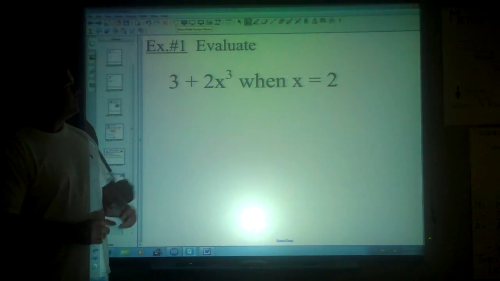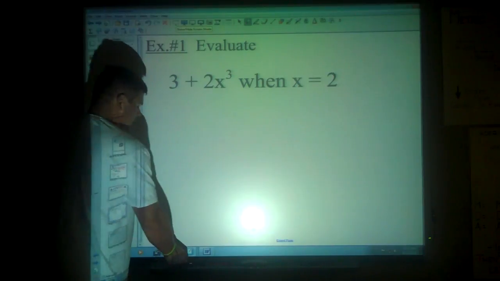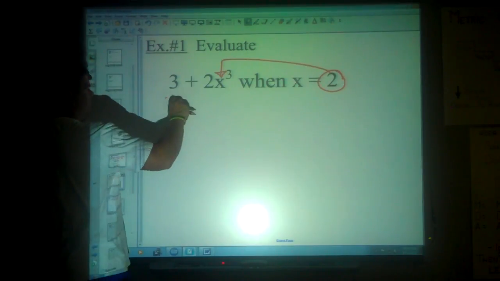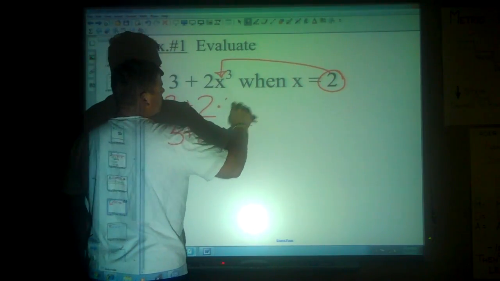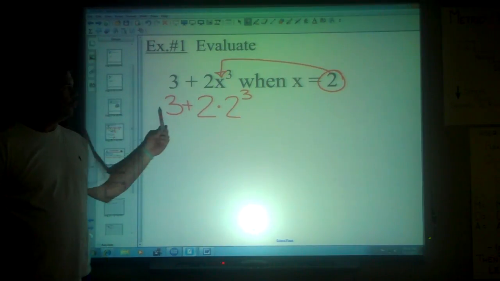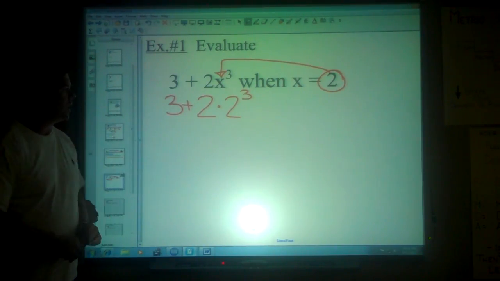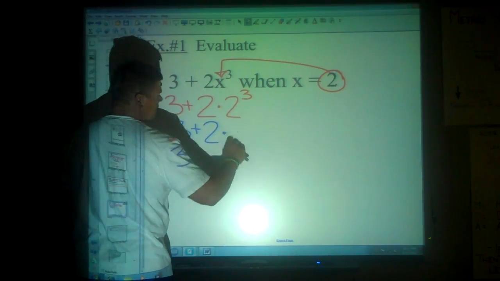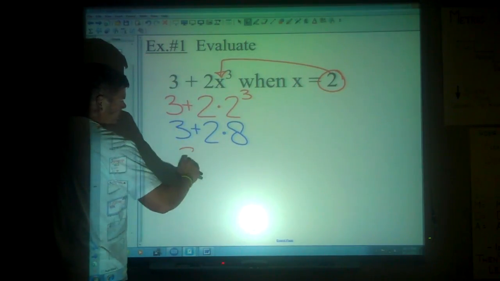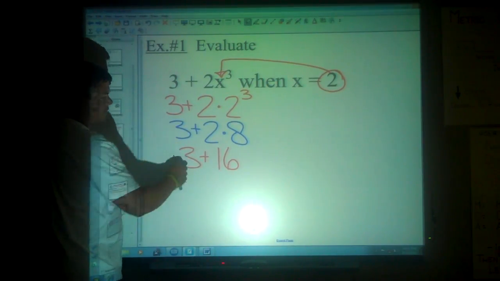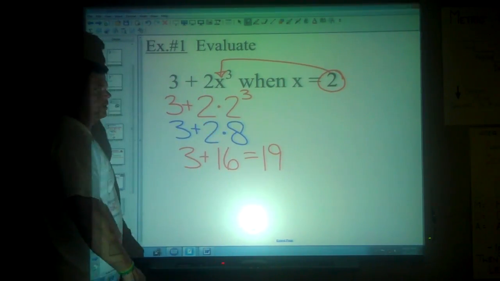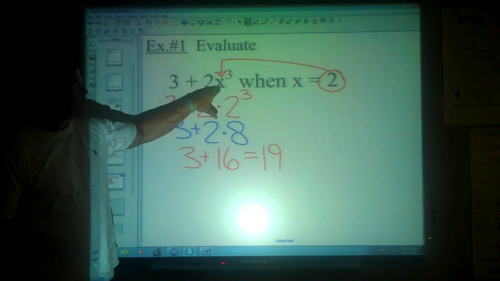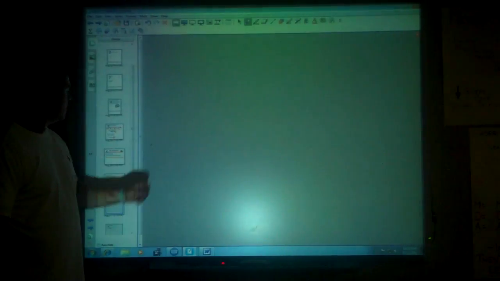Now we evaluate this problem. We must pay attention to order of operations. Where we put this 2 is anywhere we see the x. We now have 3 plus 2 times 2 to the third. There are no grouping symbols, but there are exponents, and we must take care of the exponents first. That means we have 3 plus 2 times 2 to the third power, which is 8. 3 plus 16 equals 19. When x equals 2, we get a value of 19. Again, if we change the value of x, it's going to change the answer.